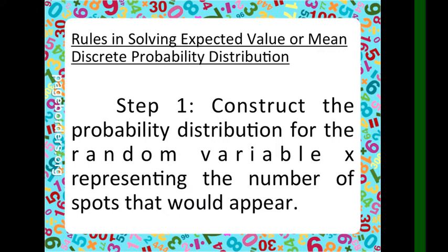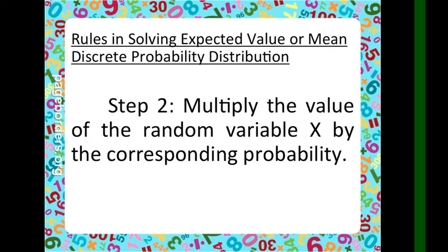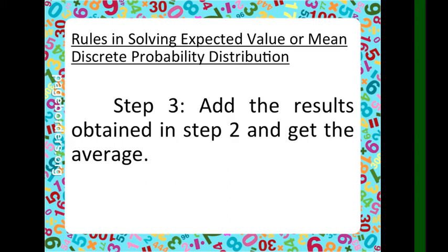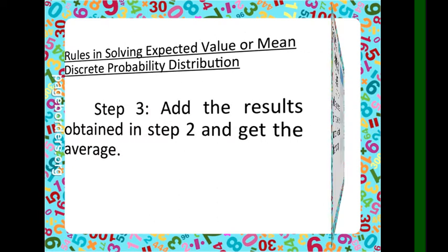So the step one is construct the probability distribution for a random variable x representing the number of spots that will appear. Second, multiply the value of the random variable x by the corresponding probability. And finally, add the results obtained in step 2 and get the average. So to understand these steps better, let's have an example.